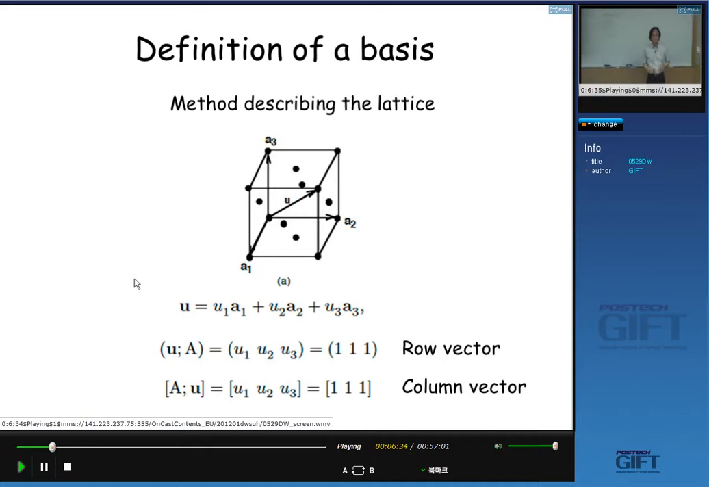So this kind of notation is very useful so as not to confuse the basis. Because when we handle the crystallographic theory of martensite transformation, we move from this basis to that basis, and that basis to another basis. So the basis on which the vector is defined should be clear.